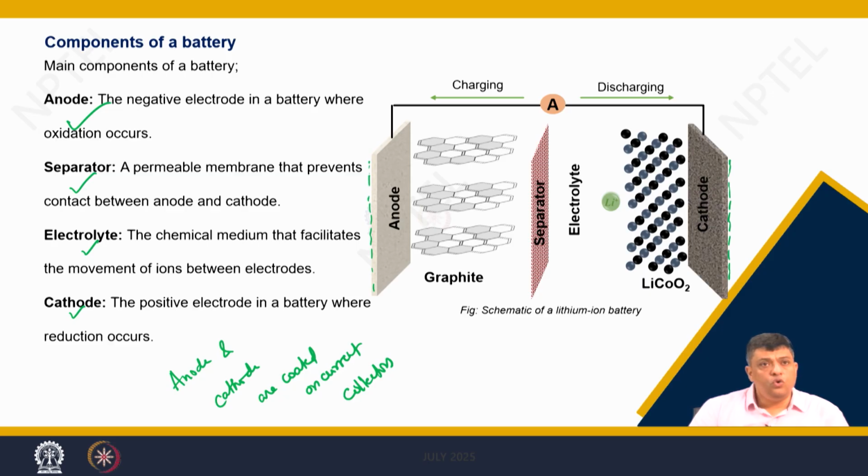So, if you look into the anode, it is the negative electrode in a battery where oxidation occurs, while the separator is a permeable membrane that prevents the electrical contact between the two electrodes while allowing the ions to pass through. Electrolyte facilitates the movement of ions between the electrodes, and cathode is the positive electrode in the battery where reduction occurs.